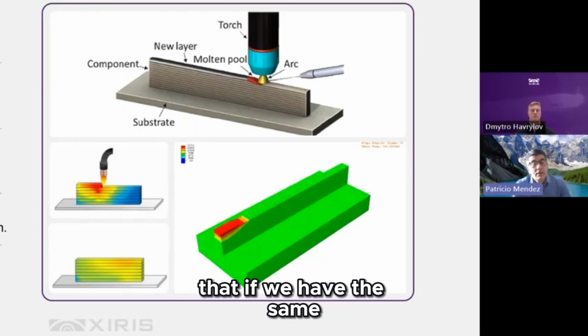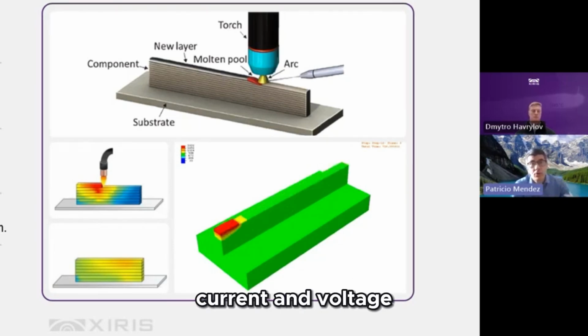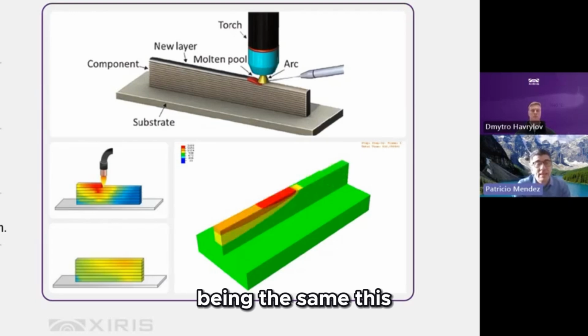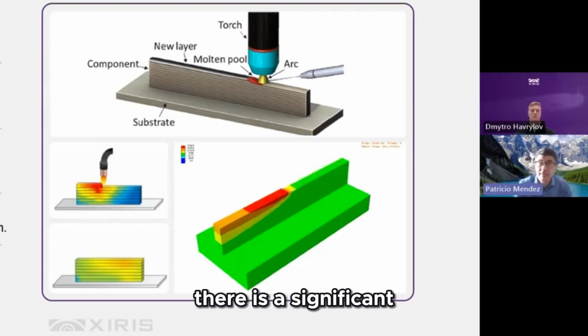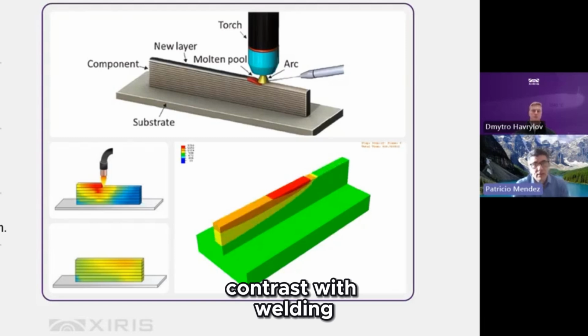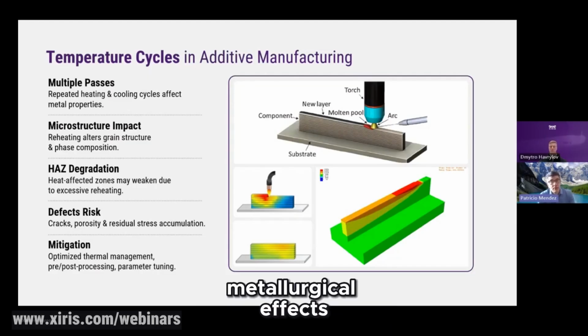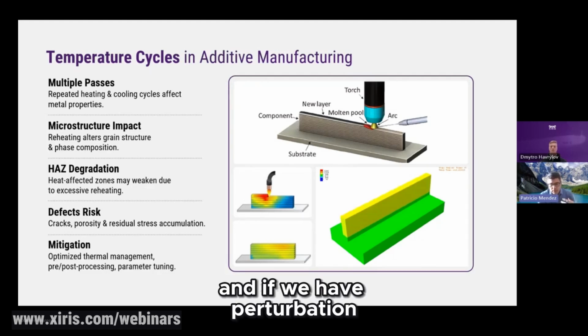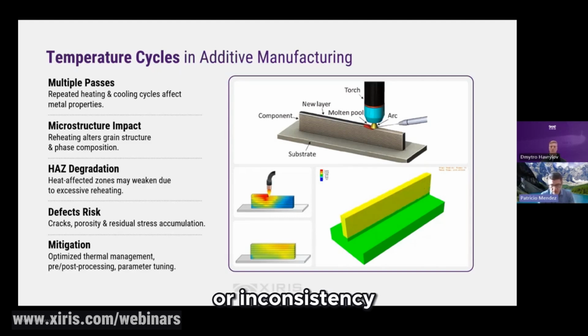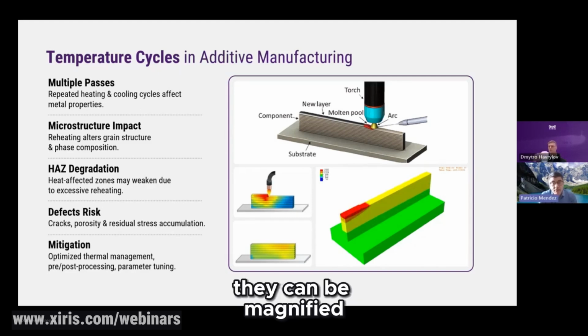So that means that if we have the same current and voltage or whatever process parameters being the same, the metallurgical effect is going to be different. That is a significant contrast with welding. And these different metallurgical effects result in different microstructure and material properties. And if we have perturbations or inconsistency, they can be magnified.